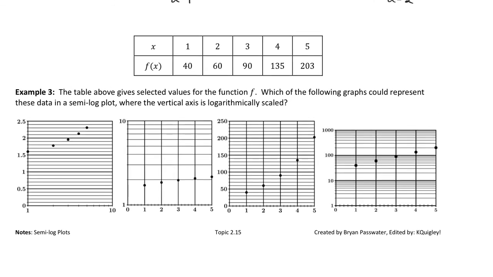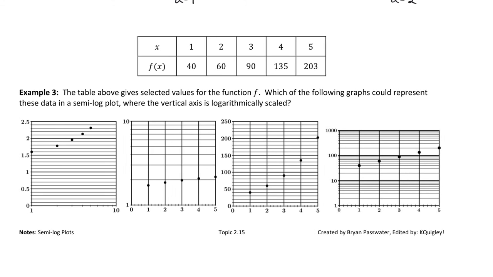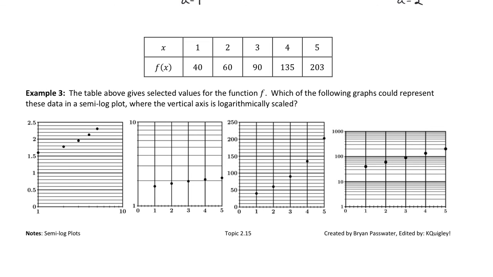So in example 3, it gives you a table, and it wants you to figure out which of the following graphs could represent these data from the table in a semi-log plot where the vertical axis is logarithmically scaled. Again, we're looking for the vertical axis, up and down, to be log scaled. There are 2 examples on here that we should be able to get rid of right away that are not logarithmically scaled on the y-axis. Which 2 can we get rid of?